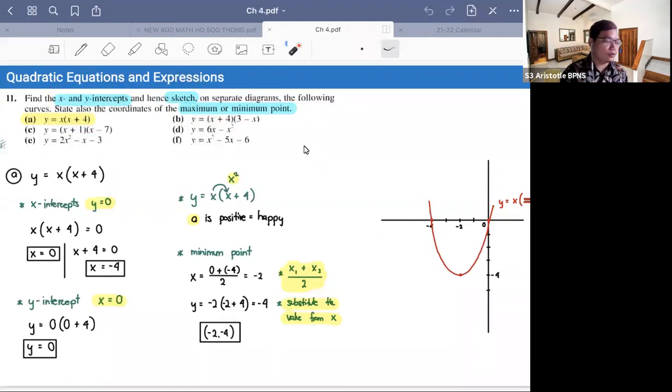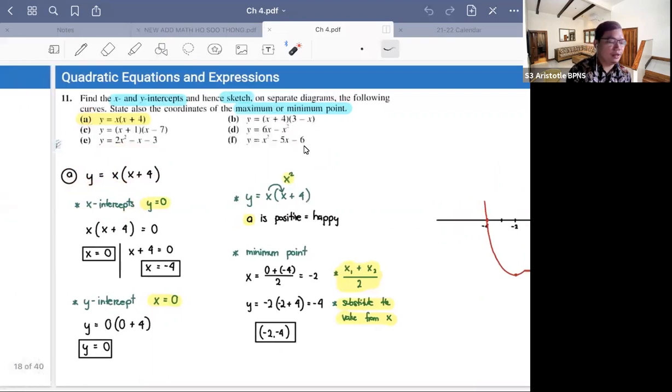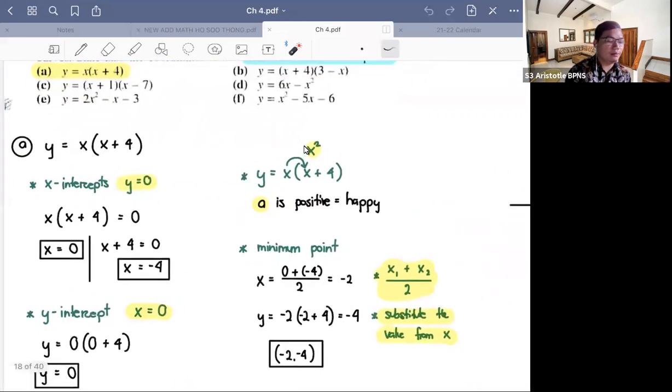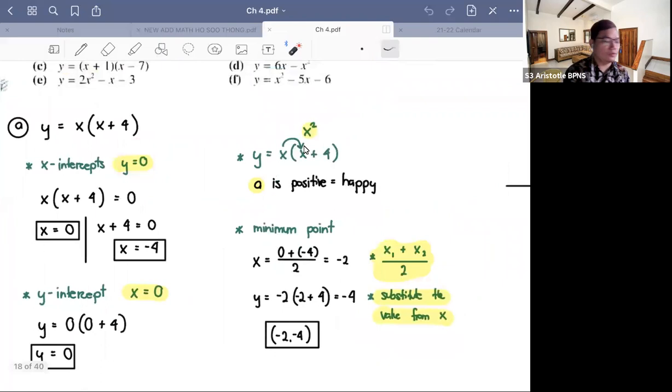So first things first, I'm going to answer letter A. So we're given y is equal to x times x plus 4. All right. So again, how do we get the x-intercepts? We get the x-intercepts by making y equals 0. So from here, you just change y to become 0. All right, so that's what I did here. So x times x plus 4 equals 0 instead of y. Okay, so that's what happens there.